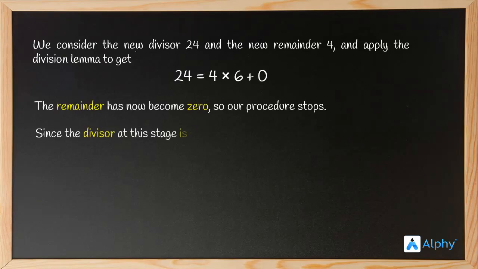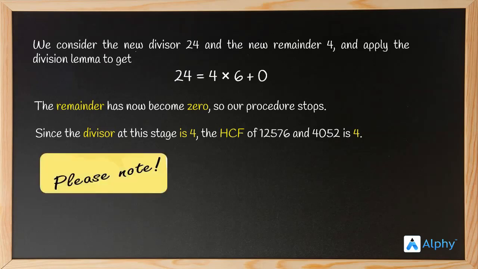Since the divisor at this stage is 4, the HCF of 12576 and 4052 is 4. HCF, that is the highest common factor. So the HCF will be 4, and this is how you're going to solve questions using this lemma. It's very easy. It is just the long division process, and we're going to look at how we can have more tricks and how we can see this question in a different way.